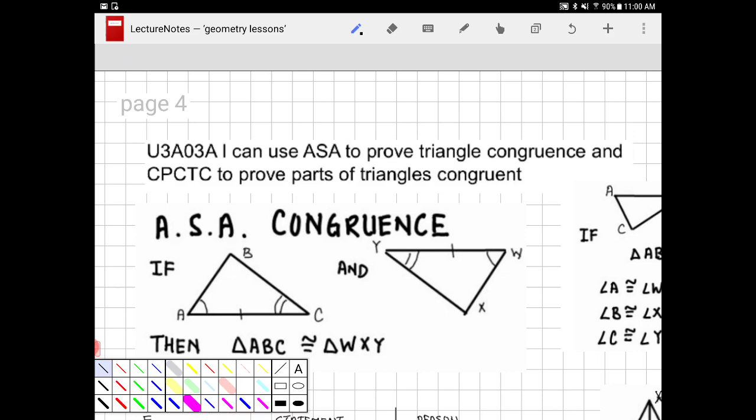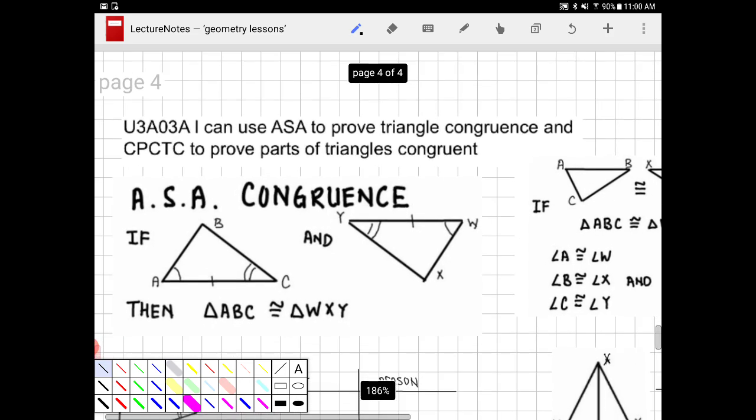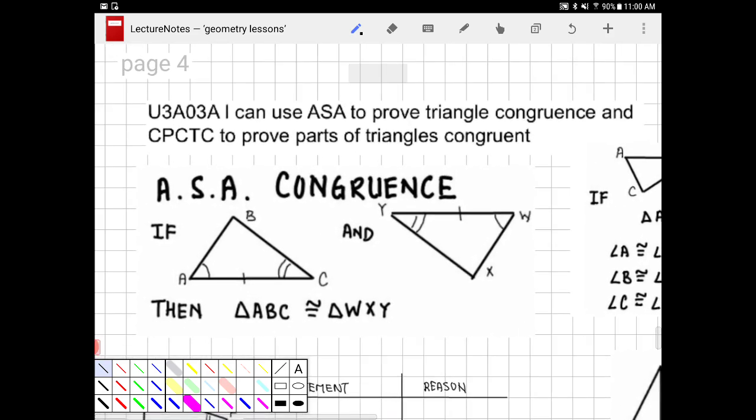U3A03A. By the end of the lesson, you should be able to say, I can use ASA to prove triangle congruence and apply CPCTC to prove parts of triangles congruent. Within this lesson, we will be utilizing the following theorem, which is ASA. So ASA stands for angle, side, angle.